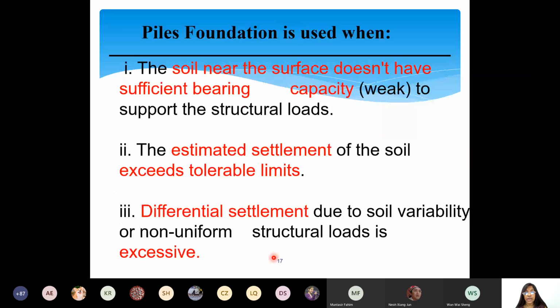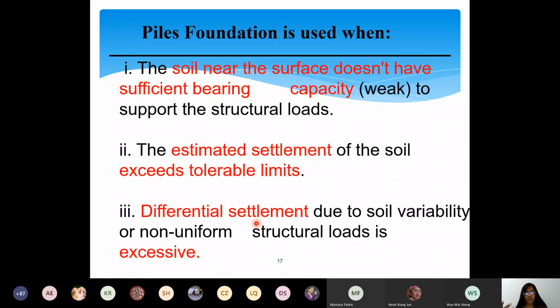Pile foundation is used when it is important. You use a pile foundation when the soil does not have sufficient bearing capacity, or the estimated settlement of the soil exceeds the tolerable limits, right? There is settlement due to the soft soil nature, and differential settlement due to variability and non-uniform structural load. You can see this both above ground and below ground. When above ground and below ground are a worse situation, then you go for deep foundation.